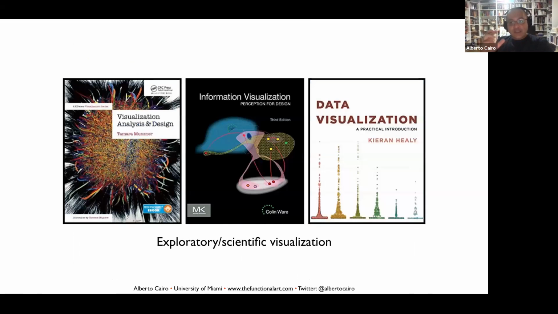Books that go a little bit deeper into the scientific side of data visualization, which probably will be of interest to many of you, such as Visualization Analysis and Design by Tamara Munzner, or Information Visualization by Colin Ware. That, by the way, is the third edition. The book is already in its fourth edition, so it has a different cover now.